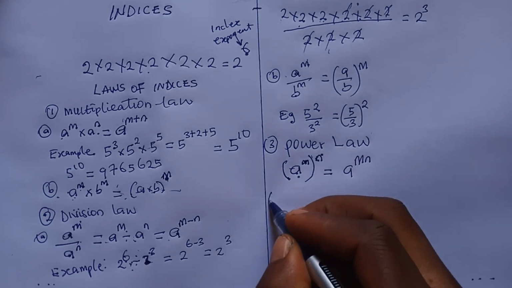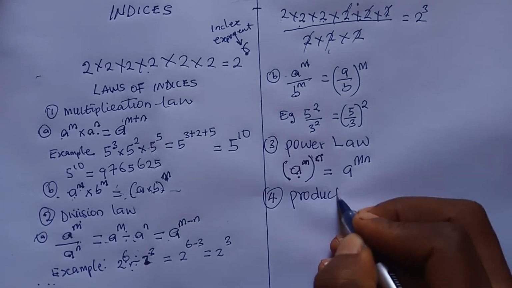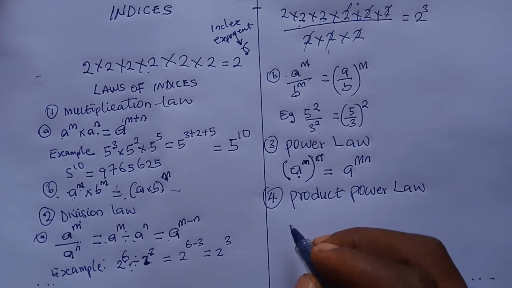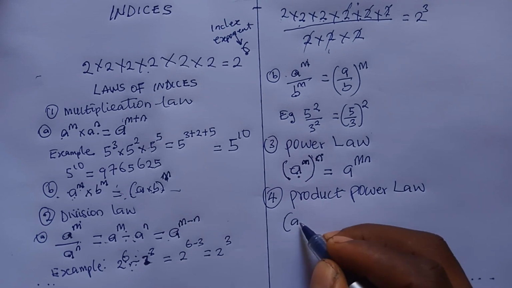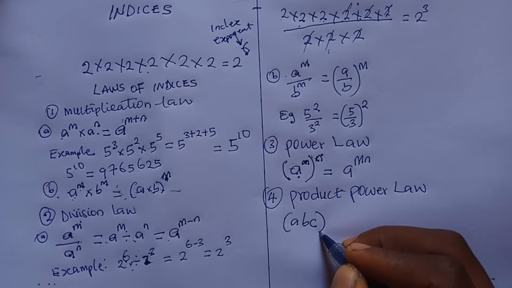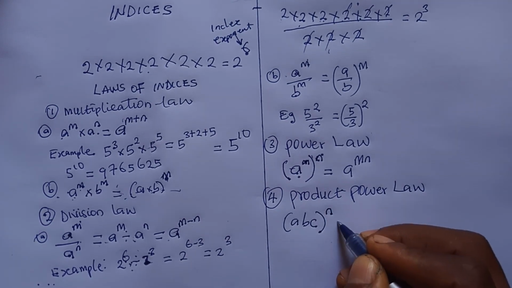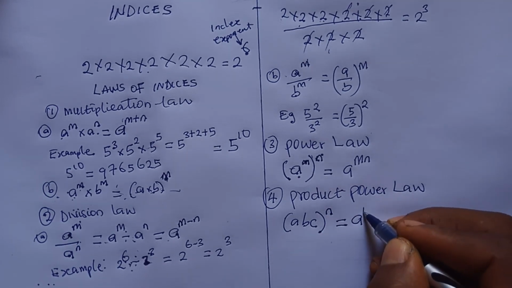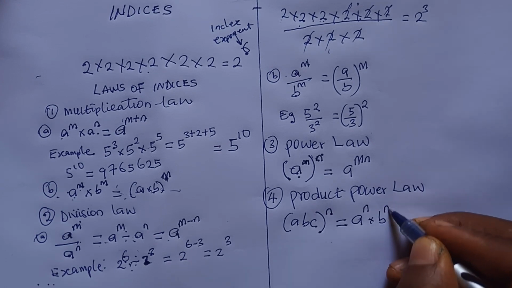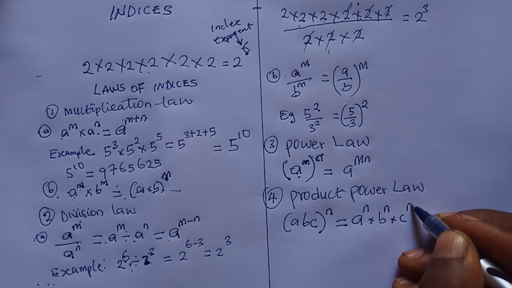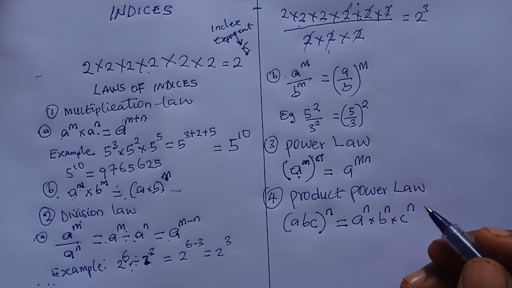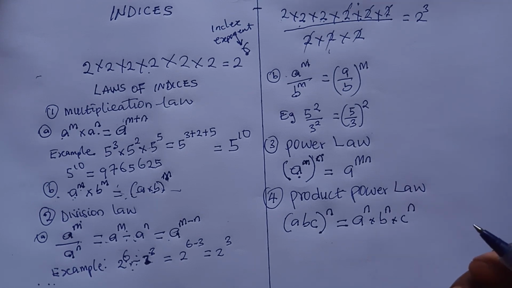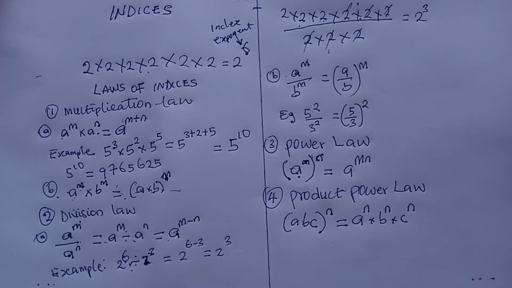The next law that we're going to talk about is the product power law. For example, let's assume we have A, B, C, all these numbers raised to power n. If you want to open the bracket, all the numbers inside the bracket will be raised to the power: A raised to power n, B raised to power n and C raised to power n. So this is what the product power law is talking about. Having seen these 4 laws, let's look at some other special cases of the laws of indices.